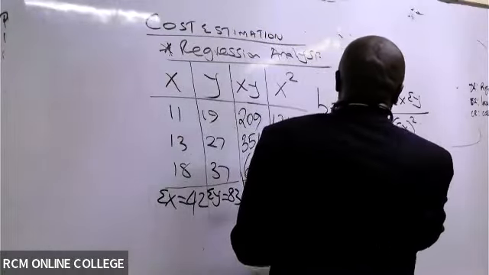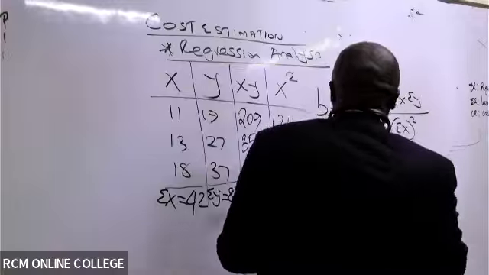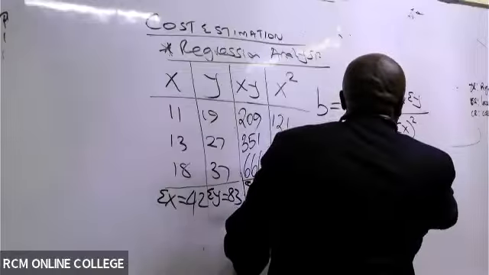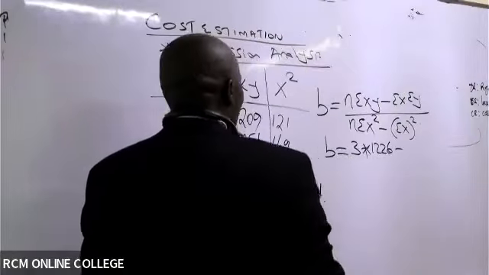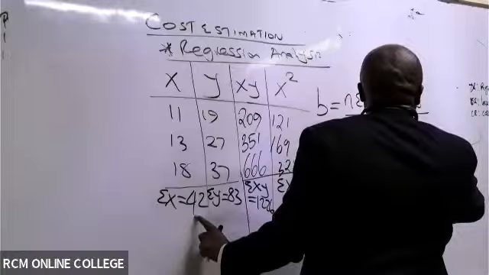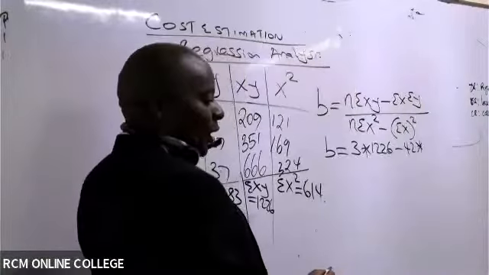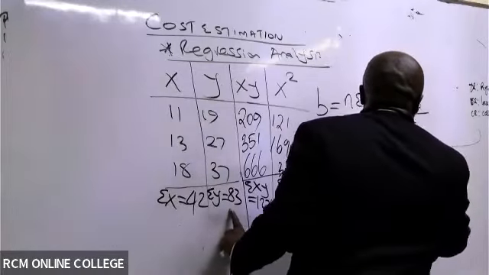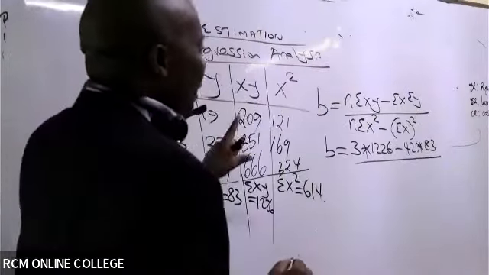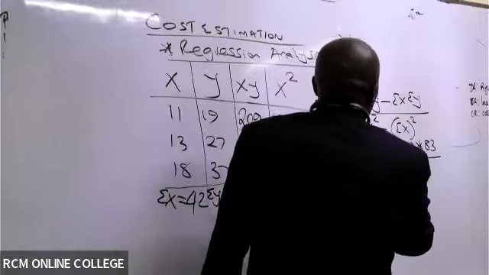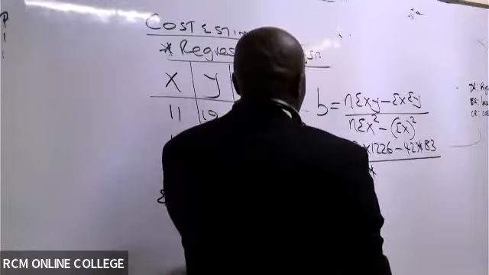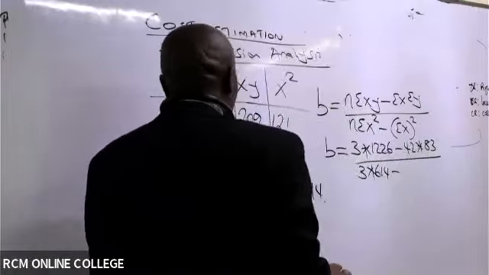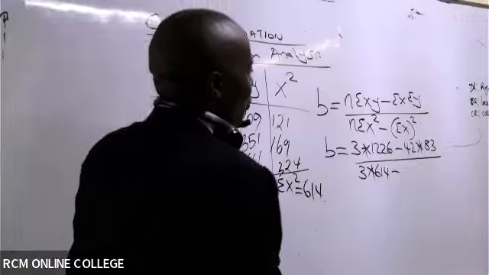So B will be equal to n, which is 3, times summation of xy, which we already have here. It is 1226 minus sum of x, which is 42, times summation of y, which is 83, all over n, which is constant at 3, multiplied by sigma x squared, which is 614, minus the bracket, sum of x, this one here, 42.